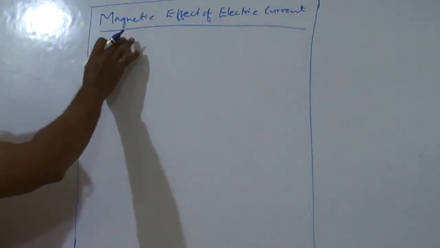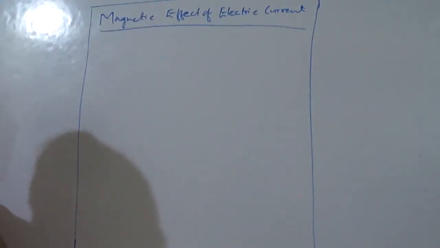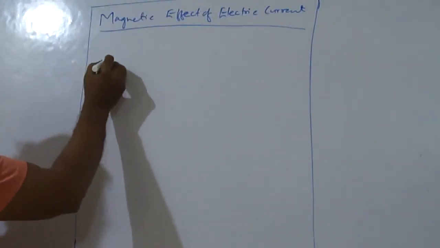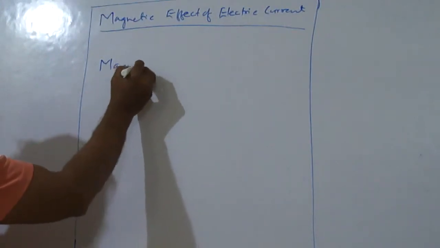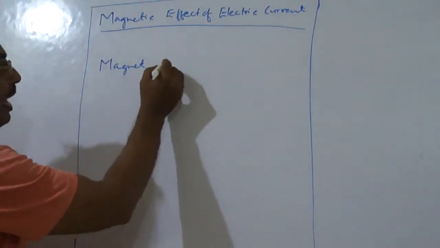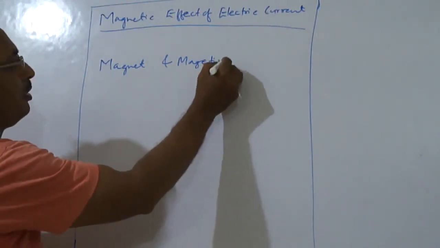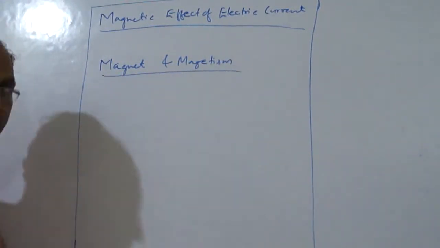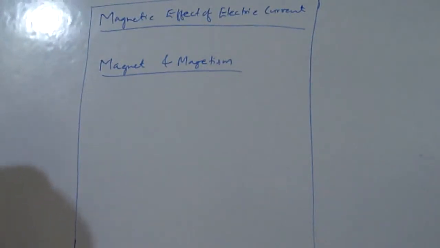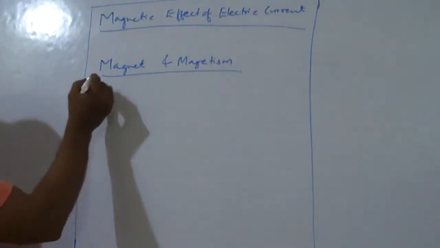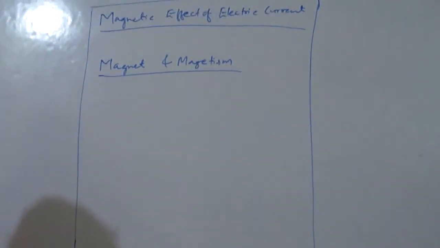Then comes magnetic effect of electric current. Before that, we need to discuss magnet and magnetism. Yes, sir. Right. So what is a magnet? This is one phenomenon. How can you define a magnet?